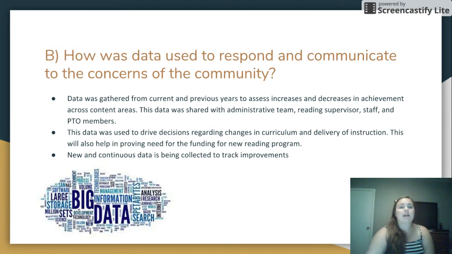Data is used to respond and communicate to the concerns of the community as it was gathered from current and previous years to assess the increases and decreases in achievement across all the content areas. And this data was shared with the administrative team, reading supervisors, staff, and PTO members. And it was also used to drive the decisions regarding the changes in curriculum and delivery of instruction. It will also help improve the need for funding for the new reading program. And then lastly, the new and continuous data is being collected and will help track improvements over time.